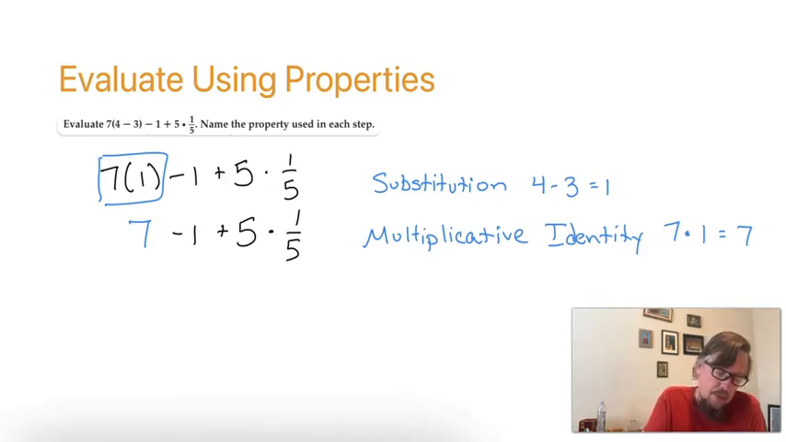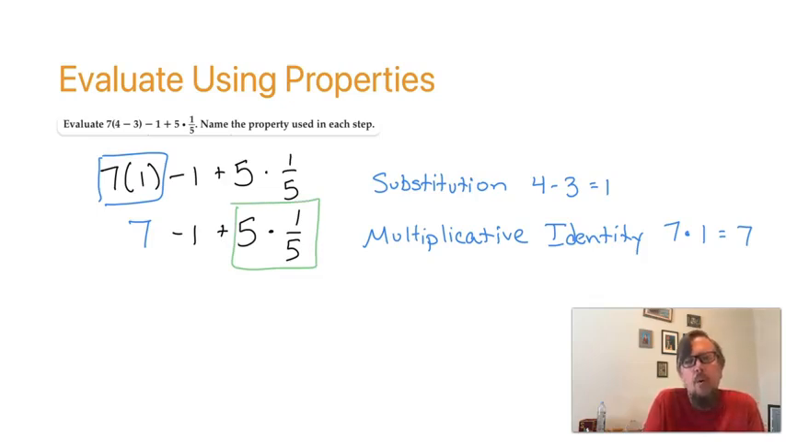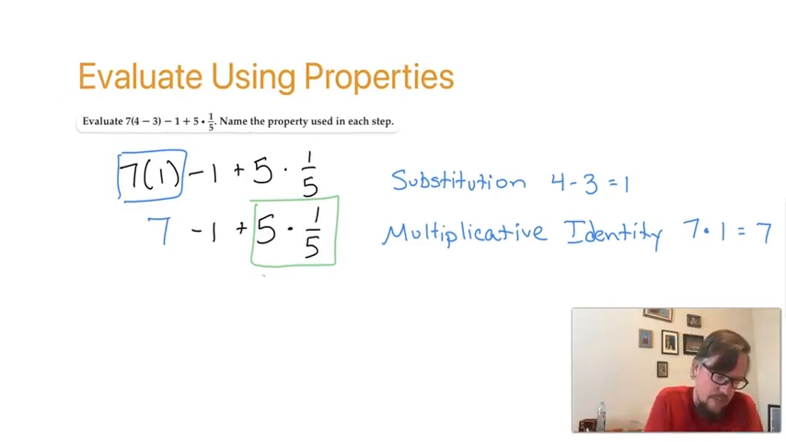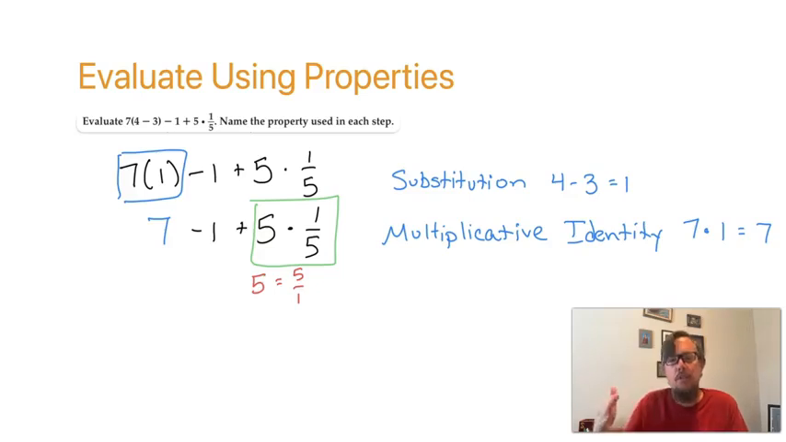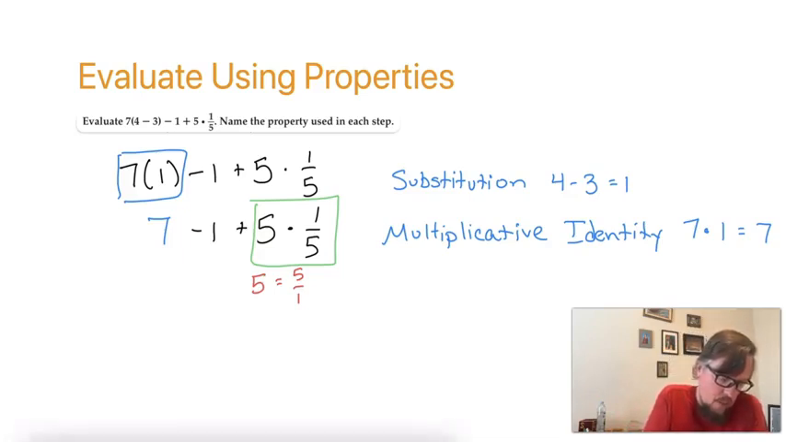Now we've got a second bit of multiplication to do as we move from left to right, and that second bit is the 5 multiplied by 1 over 5. So we're taking 5 and multiplying it by the reciprocal of 5. Reciprocal is when you take the number and you flip it. 5 is the same thing as 5 over 1. So if we flip it, we get 1 over 5, right? So we're doing 5 over 1 multiplied by 1 over 5. That's a reciprocal. And 5 multiplied by 1 over 5 is 1.